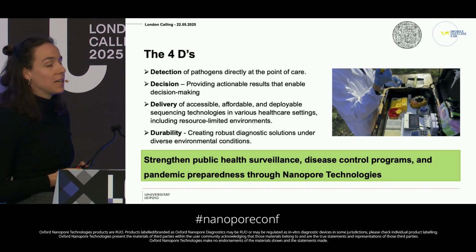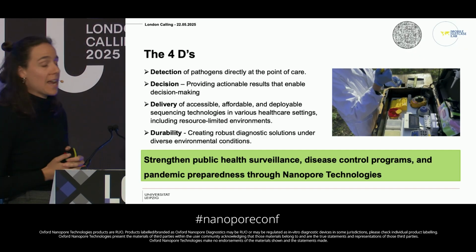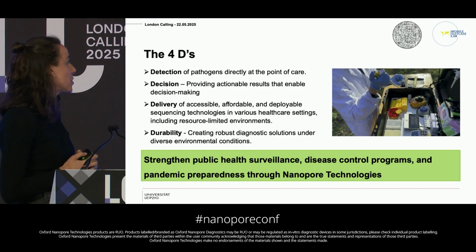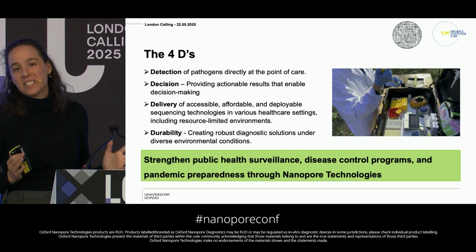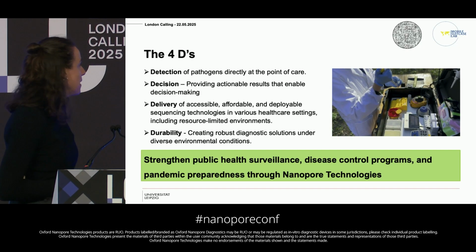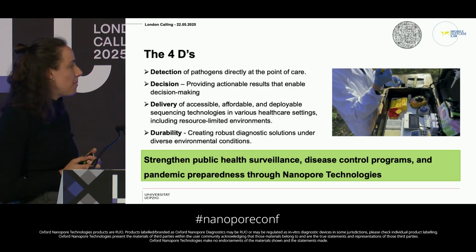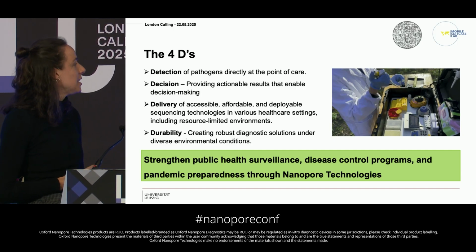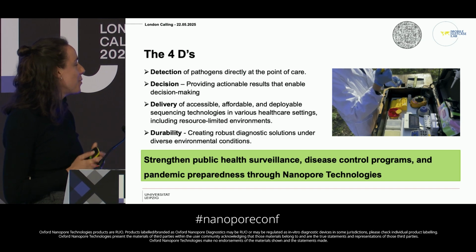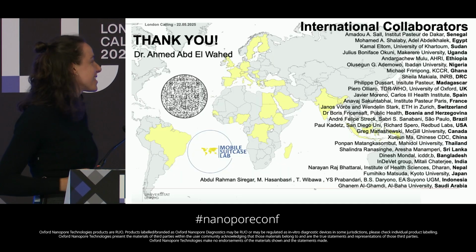And durability and robustness is a big issue and big thing to take care of in the field. So you need diagnostic setups that are as robust as possible for these diverse environmental conditions. So, taken together, ONT can support pandemic preparedness, and we're looking forward to increasing and improving these protocols and to having new collaborations.